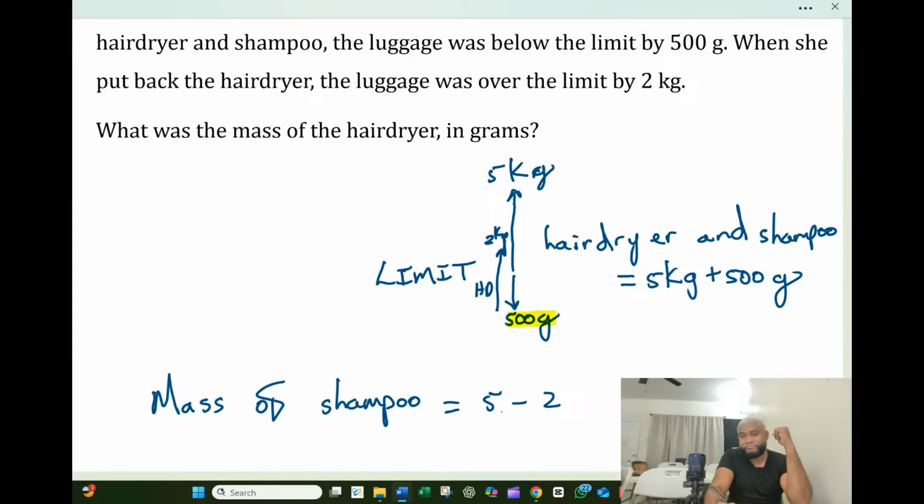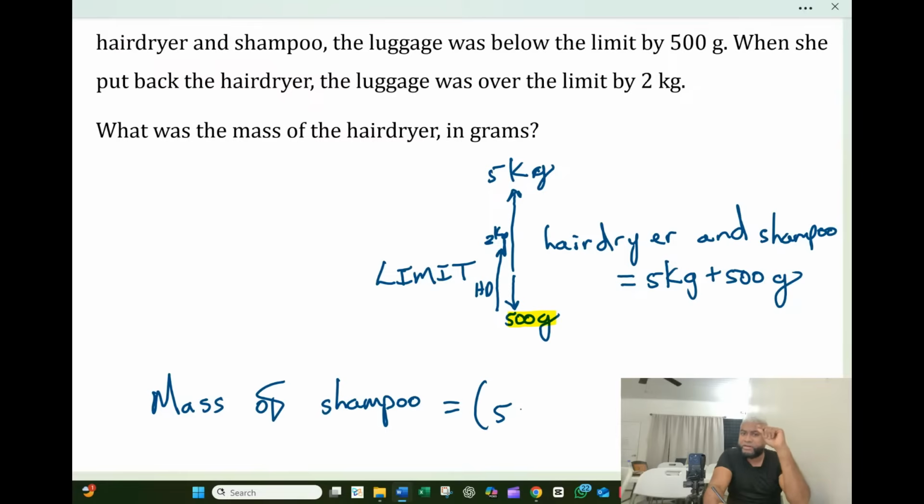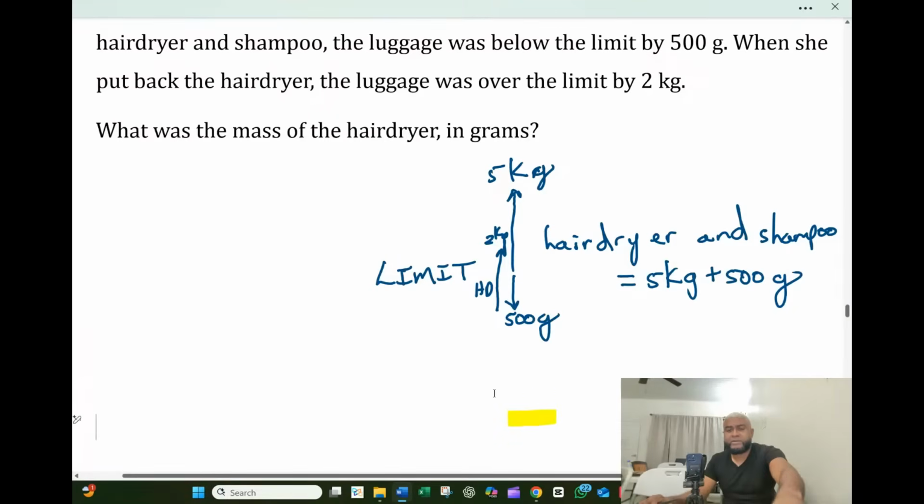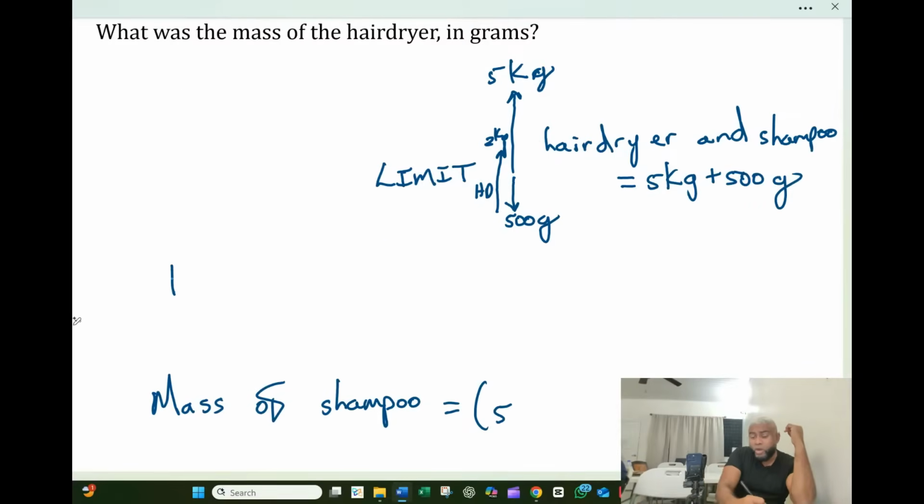I don't think so. The hair dryer and the shampoo is actually 5 kg plus 500 grams. Could I put this kg in grams one time? Before I go to that, hold on, guys. I'm putting this in grams one time. 1 kilogram is equal to how many grams? 1 kilogram is 1,000 grams, right?